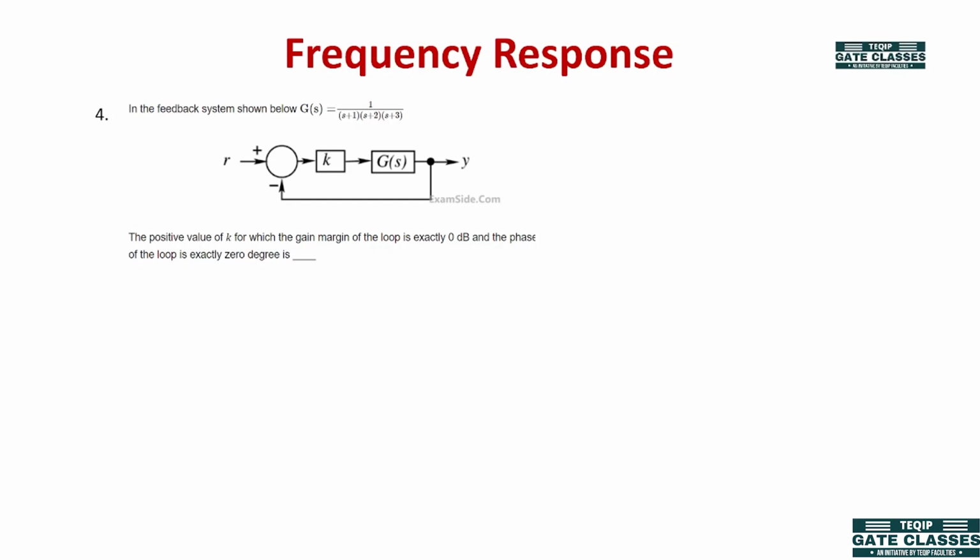Here we have the feedback system shown below. The value of GS is equal to 1 by s plus 1, s plus 2, s plus 3, again with gain k, in a unity feedback system. Here we have been given two conditions: for a positive value of k, we have to find the value of k for which the gain margin of the loop is exactly 0 dB, and the phase margin of the loop is also exactly 0 degree.